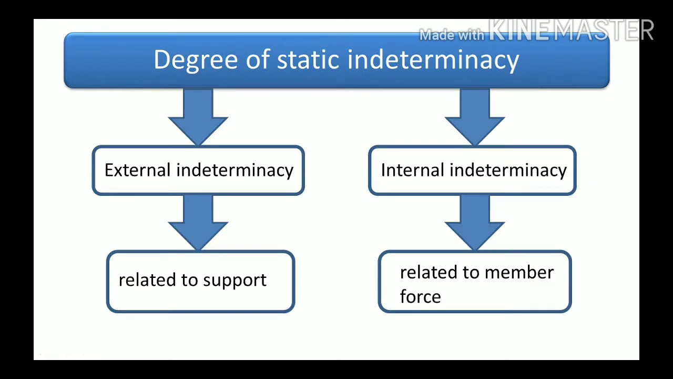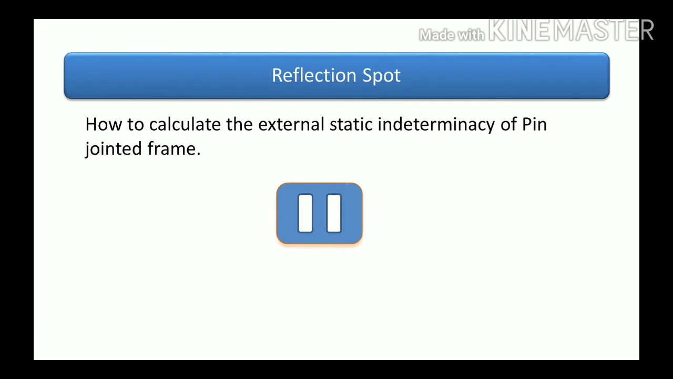Now, degree of static indeterminacy is of two types. The first one is external, the second one is internal. External indeterminacy is related to the supports and internal indeterminacy is related to the member forces. Now, take a pause. The question arises in the mind: how to calculate the external static indeterminacy of a pin jointed frame? So, note down this question, find the answer and check with our answer.